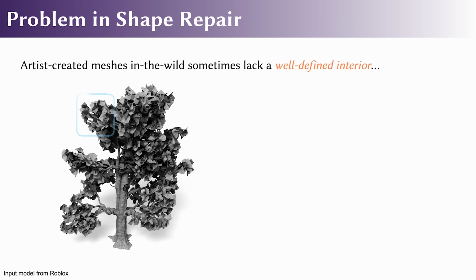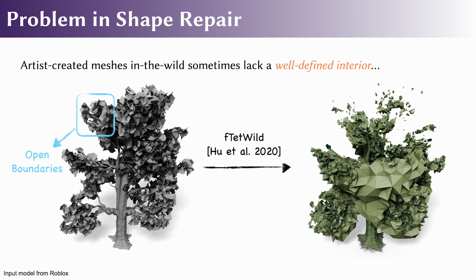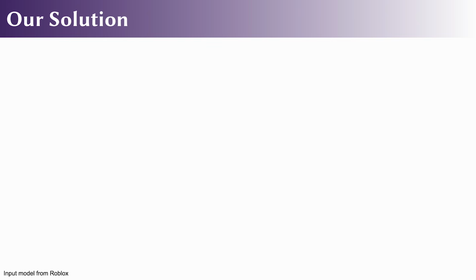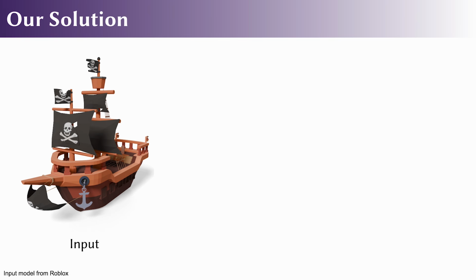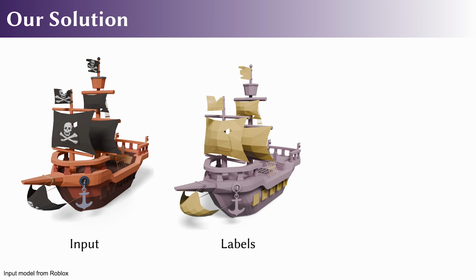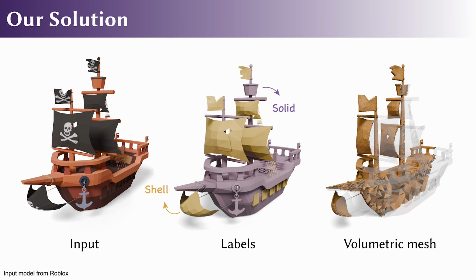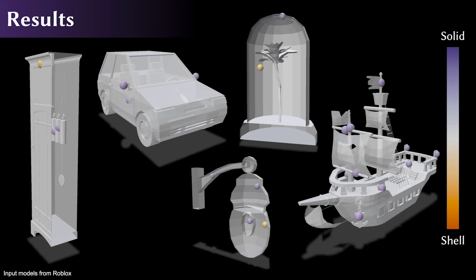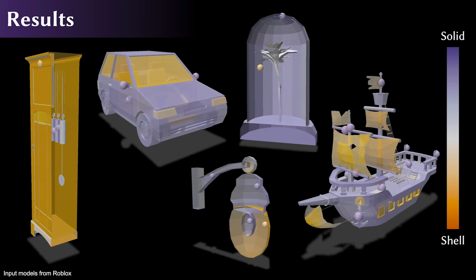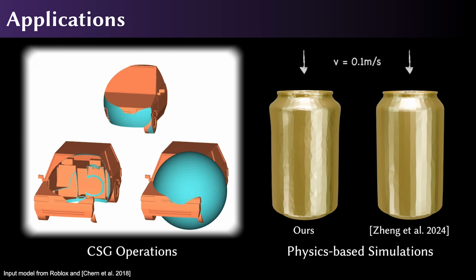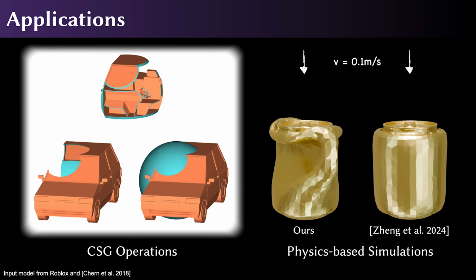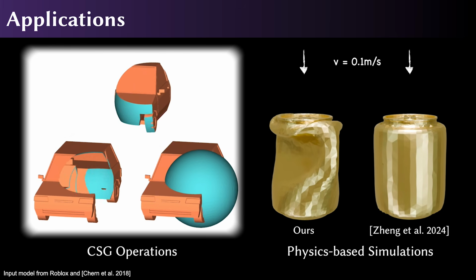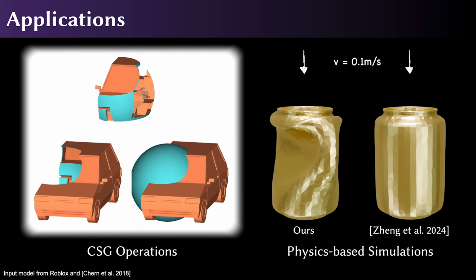Artist-created meshes often lack well-defined interiors, causing volumetric meshing to fail. Therefore, we introduce a method that takes as input a surface mesh and assigns to each face a label determining whether it belongs to a solid or shell, so that we can generate a reasonable volumetric mesh. With only minimal user guidance, the labeling is automatically solved through an optimization process. It's useful to generate robust volumetric meshes for applications like CSG and physical simulations.